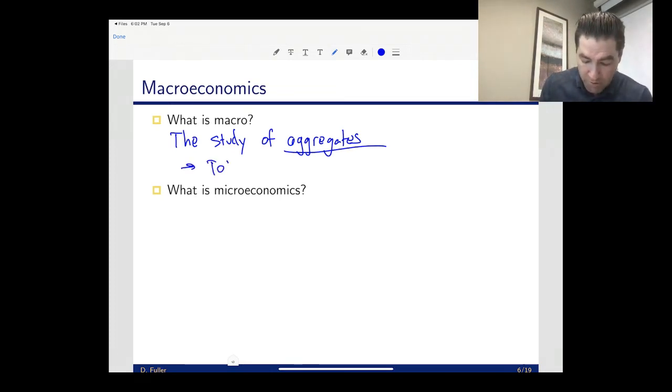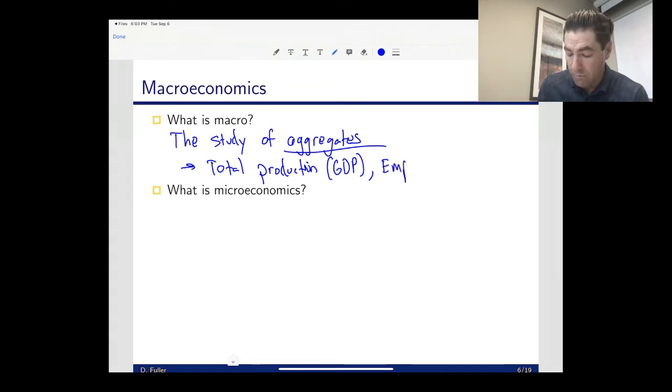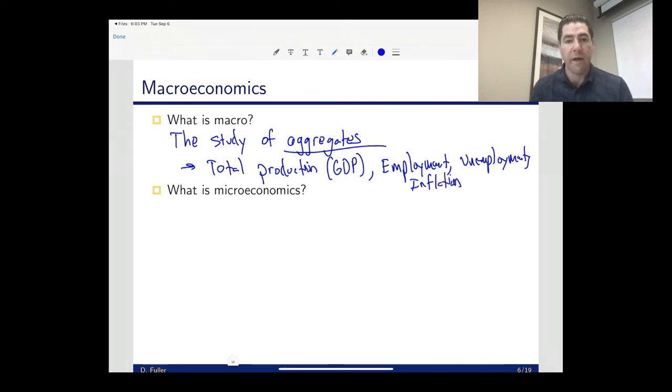We're going to look at things like total production, which, as you'll see, we call GDP, gross domestic product. We'll look at employment, unemployment, etc. Inflation. All that good stuff is what we cover in macroeconomics. Now, how is that different than microeconomics? What is microeconomics? Well, microeconomics is the study of individual decisions.